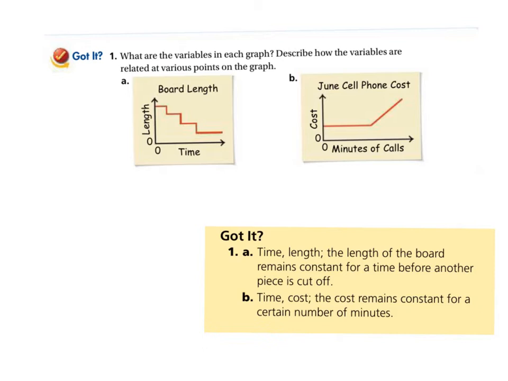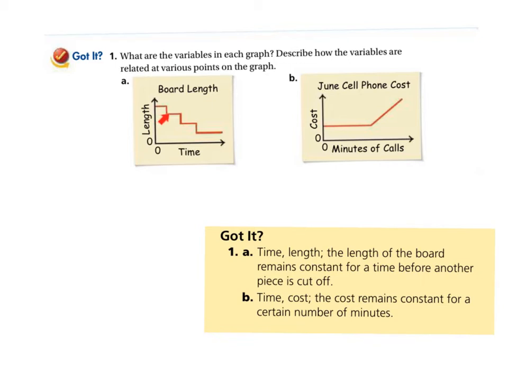Okay, so you got it here. What are the variables in each graph? Describe how the variables are related at various points in the graph. This one's kind of a fun one. Board length and time. Again, notice time is the x-axis, in minutes. Then the length of the board. So notice here, the time continues, but the length of the board doesn't change. Then boom, the board is shorter, immediately. Going along here, and nothing changes. Boom, the board is shorter. Going along, boom, the board is shorter. So what's probably happening here is you're setting up your saw, moving the board into place, and cut, the board is shorter.